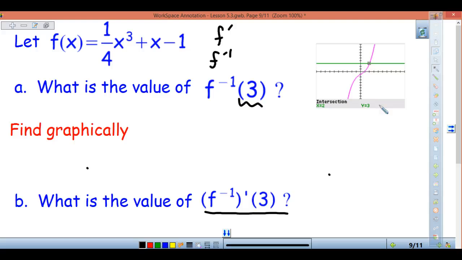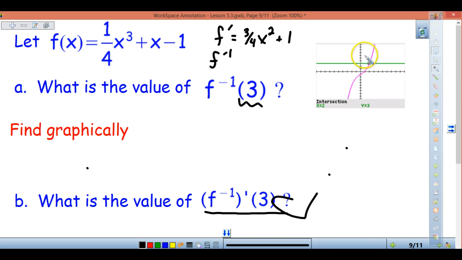One of the things we need to know is the derivative of f, so we can go ahead and find that. If I bring down the 3, I have 3/4 x squared plus 1.